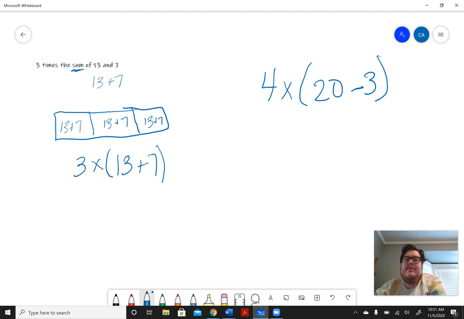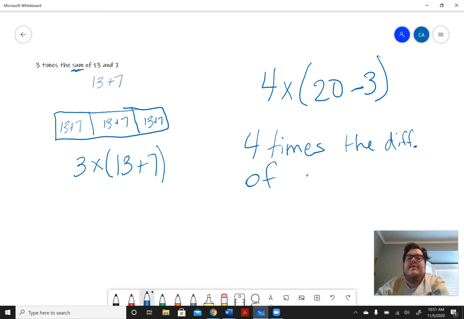So if I wanted to write this in word form, I could write 4 times the difference, and I'm going to abbreviate difference, of 20 and 3. Okay, let's see if that makes sense. 4 times the difference of 20 and 3.